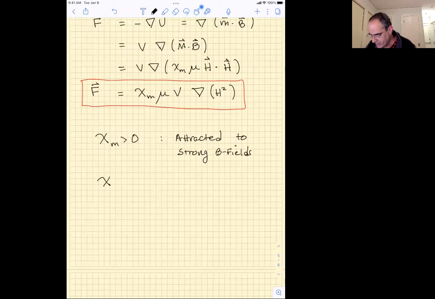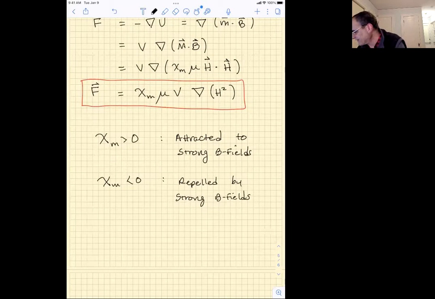On the other hand, if there were materials that had a negative susceptibility, they'd be repelled. Okay, we've certainly seen things attracted to strong fields. Remember this? What about repelled? Well, that's going to have to wait until next time. All right, so let's stop here.